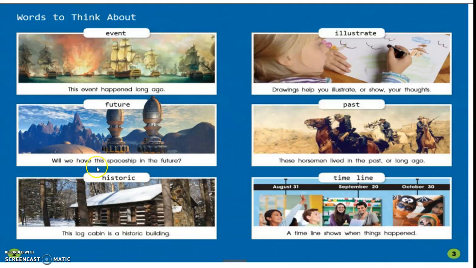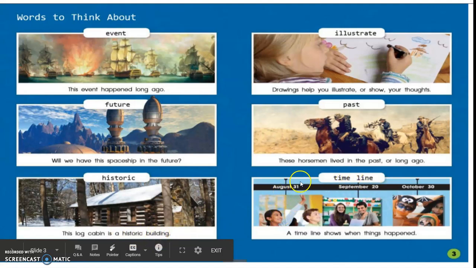Future. Will we have this spaceship in the future? So thinking ahead, what will life be like later? Past. These horsemen lived in the past or long ago. All right, here's another one. Historic. Oh, I think that's the same as when we put a Y at the end here, before the IC, it would say history. So historic means something of the past. This log cabin is a historic building.